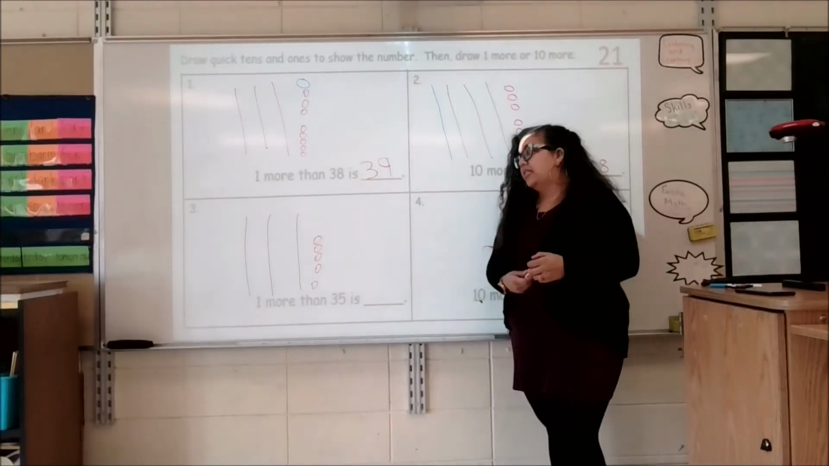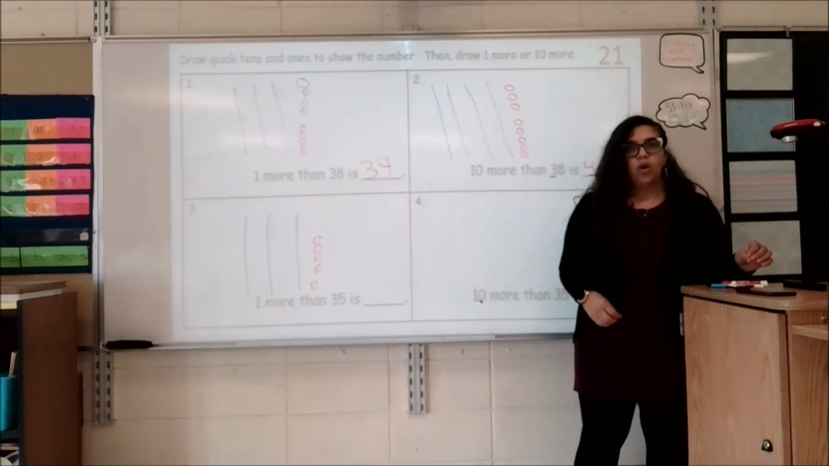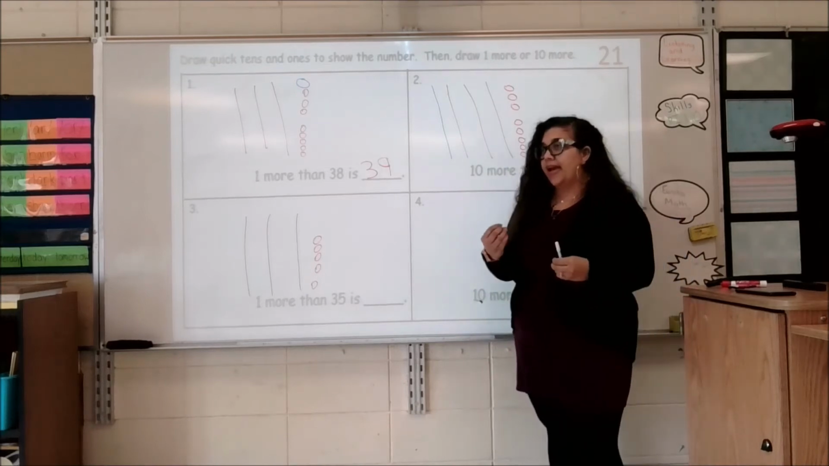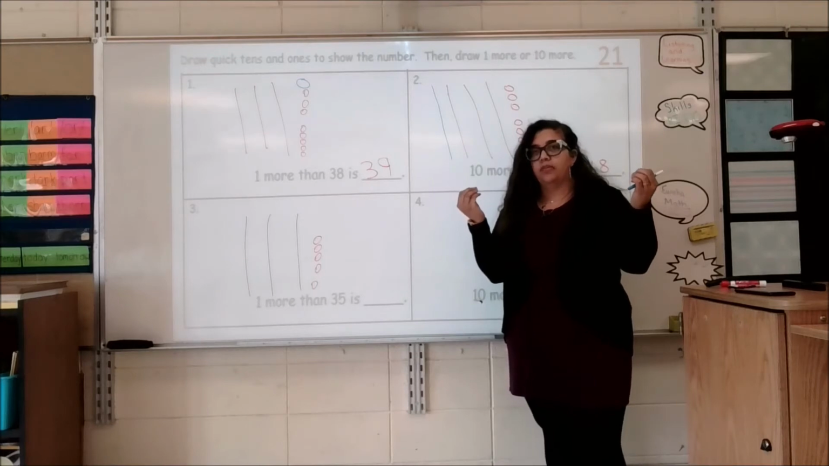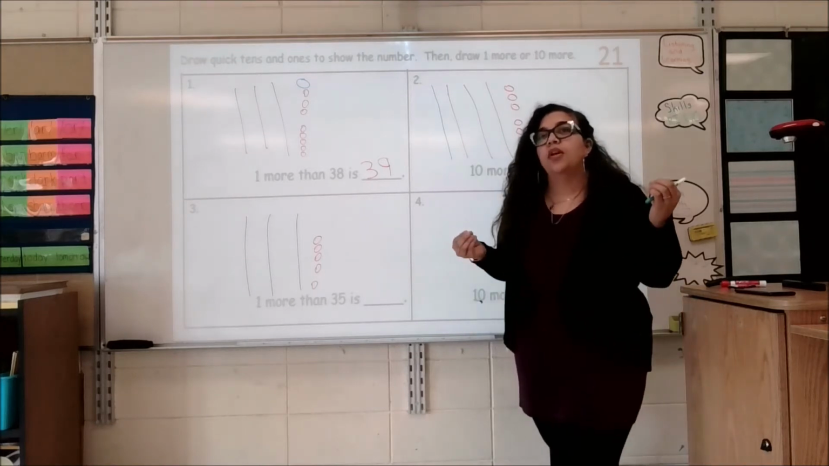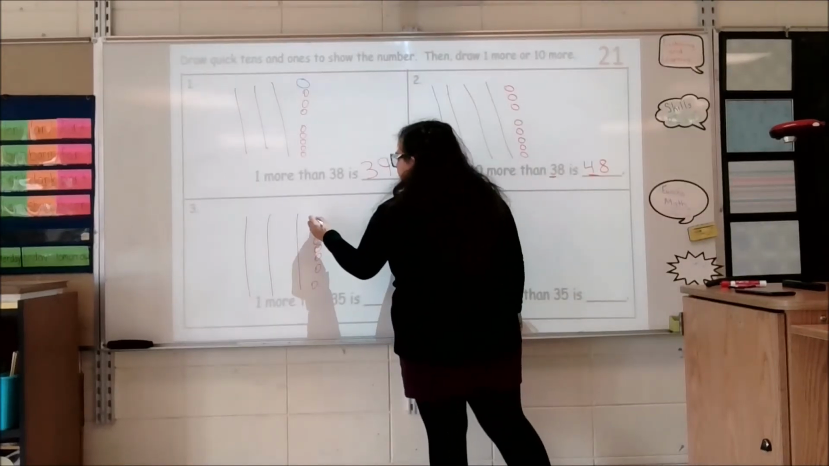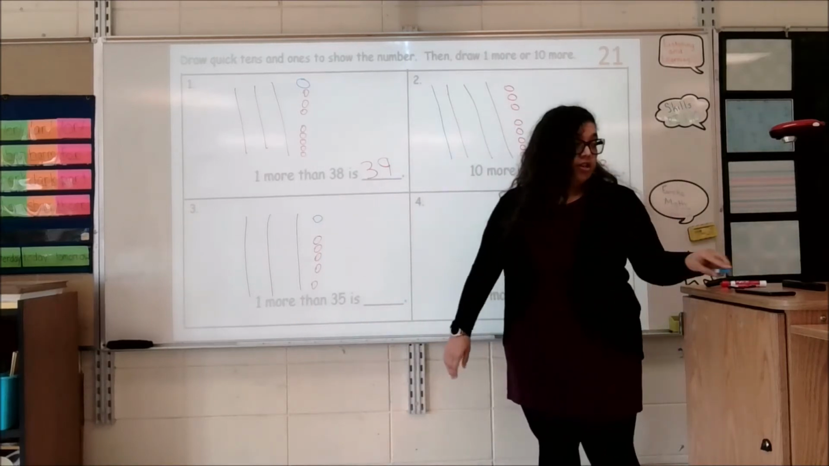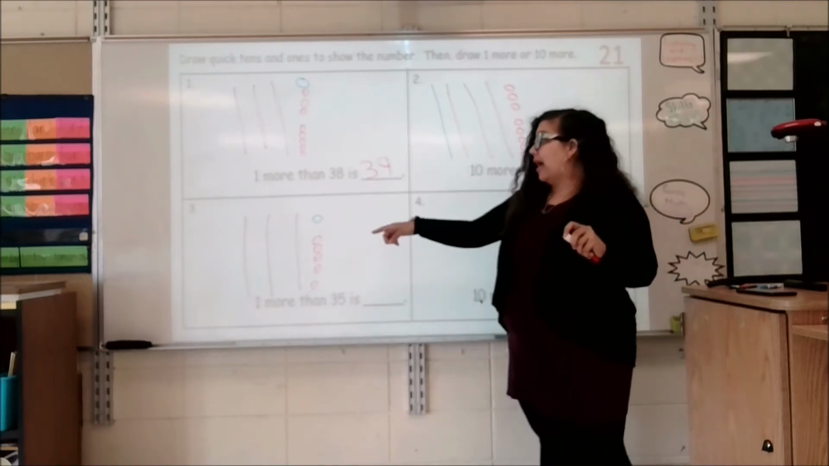35. Good. My statement told us that we have one more than 35. So, am I increasing by a group of tens or am I increasing by one? A 1. I'm putting one more in the pile. Good. One more in the bucket. So, even just looking at our picture, did I draw any more groups of 10? I did not.